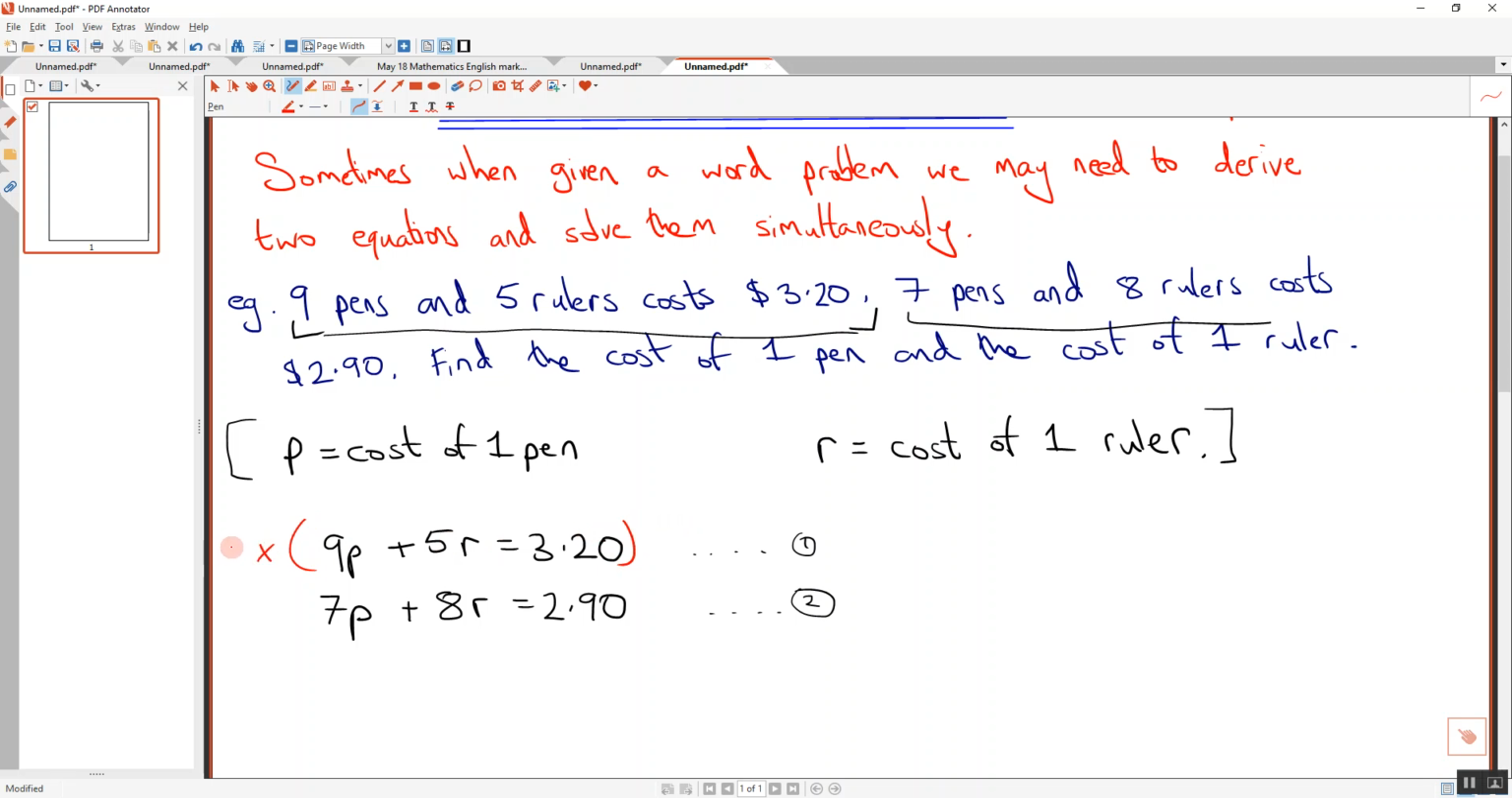Then, if I multiply this one by 8, then I have to multiply this one by, what's that going to get rid of? The R's, right, good.